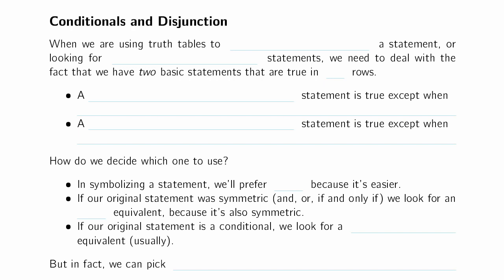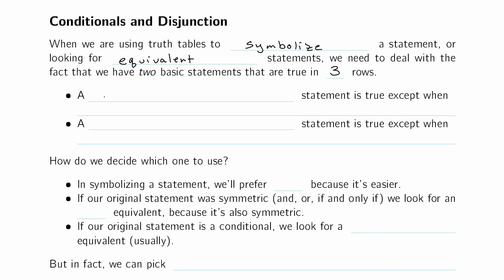Okay, there's something weird that happens that we've been kind of ignoring for a little bit here. We're going to pay attention to it now. When we're using truth tables to symbolize a statement, or when we're looking for equivalent statements, we have to deal with the fact that we have two basic statements that are true in 3 rows.